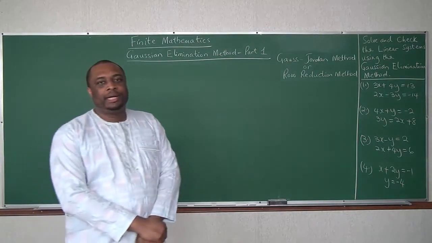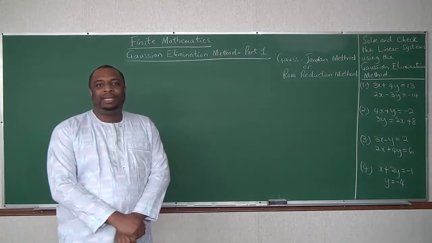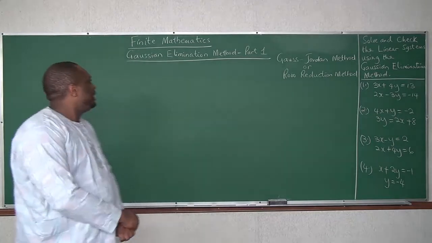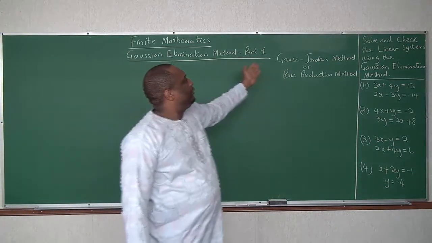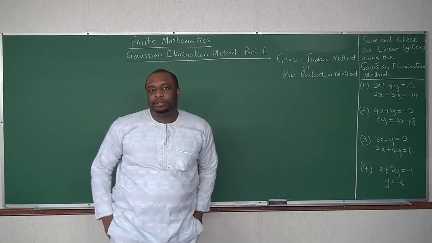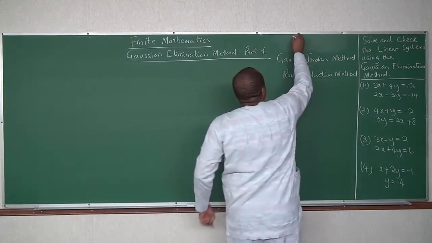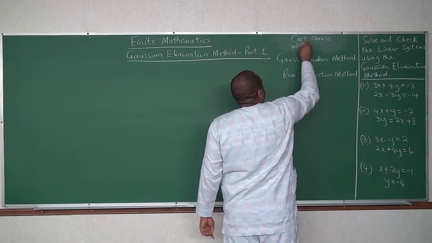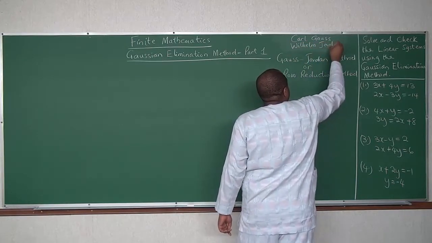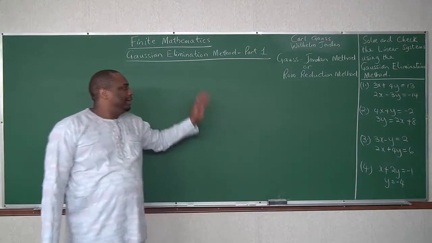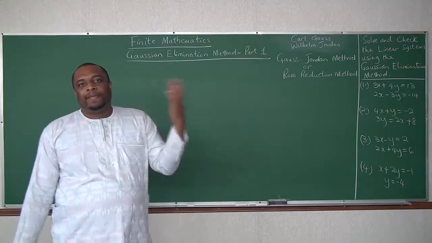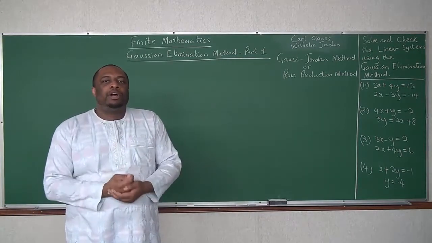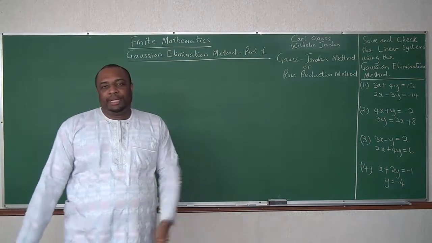In this video session we shall solve 2x2 linear systems using the Gaussian elimination method. The Gaussian elimination method is also referred to as the Gauss-Jordan method. It was a method developed by Carl Gauss and Wilhelm Jordan. So some textbooks will refer to it as the Gauss-Jordan elimination method or the Gauss-Jordan method. Some textbooks will also refer to it as the row reduction method.